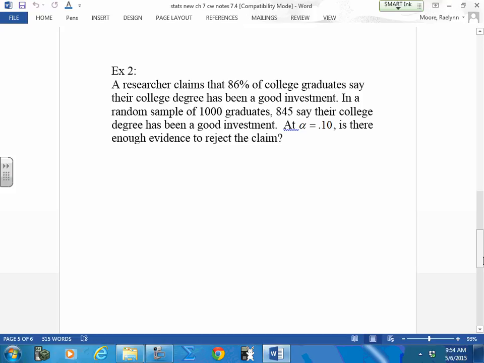So it used the word reject. Reject means my claim is going to be H0 or HA? H0. So I know this claim is H0. The researcher claims that the proportion for the population is 86%. This is my claim. The HA is its complement, not equal to 86%.